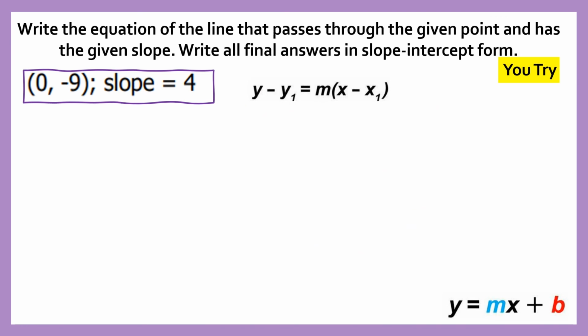I have a problem here, the last one, I would like for you to try on your own. You're given a point and a slope. So write an equation in point-slope form, and then take that equation in point-slope form and convert it to slope-intercept form. So go ahead and pause the video and try this problem on your own.